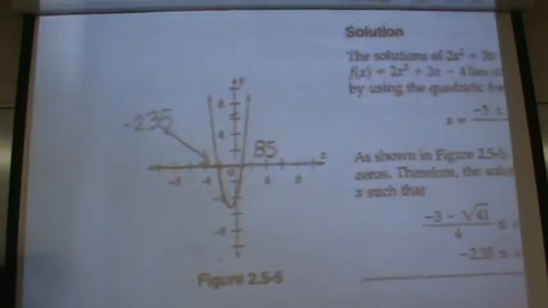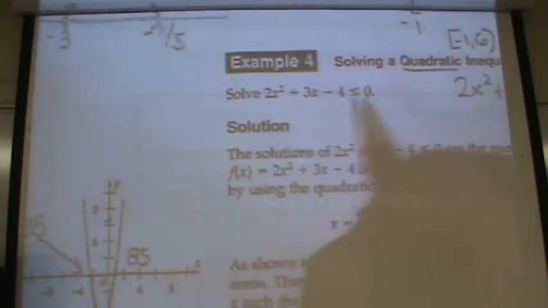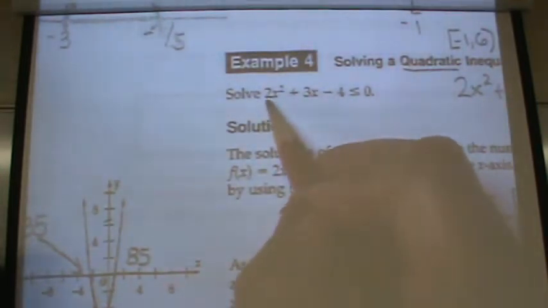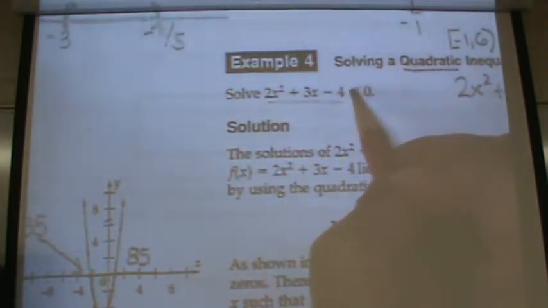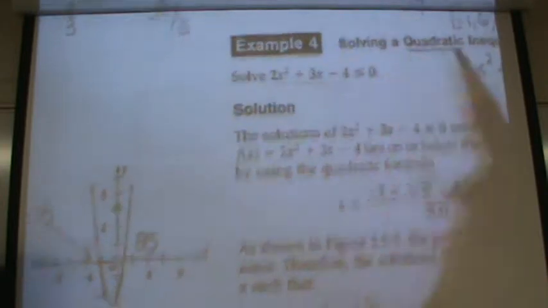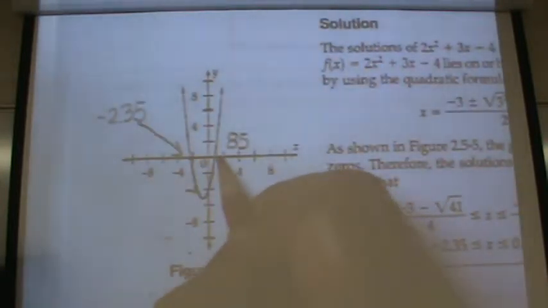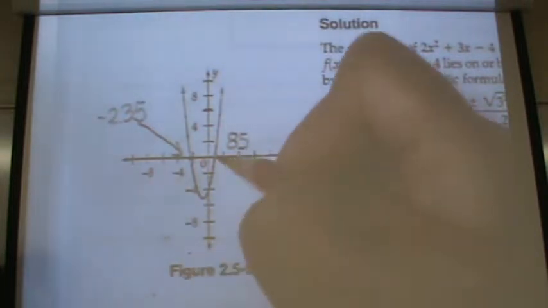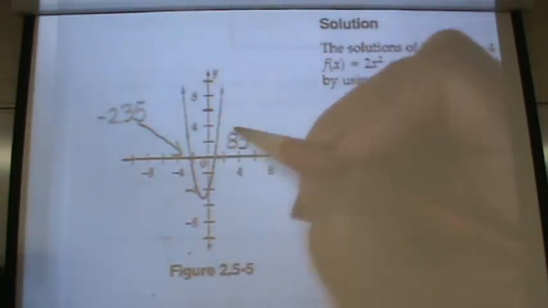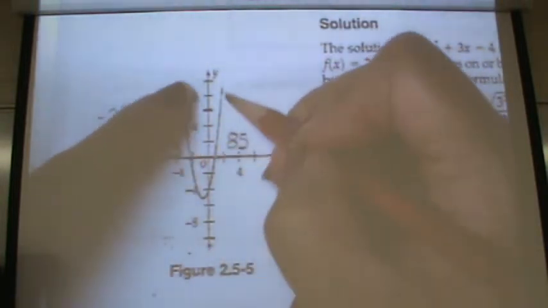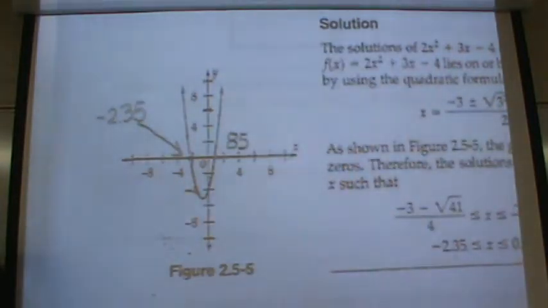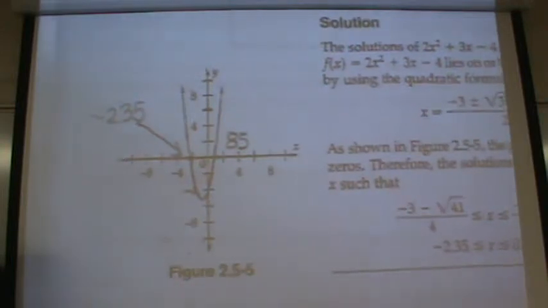Right? Now, read this problem. I want to know where this graph is less than or equal to 0. These are equal to 0. Where do you think part of the graph is less than 0? Is it that part or is it this part? Where do you think the less than 0 part is? Everything under the x-axis. Yep, you got it. I'm gonna blow this up. So are we gonna include these 2 critical values?